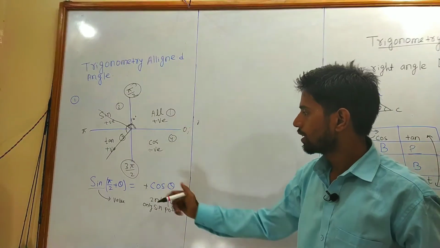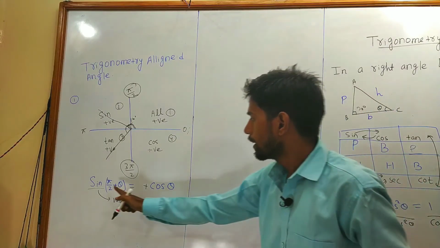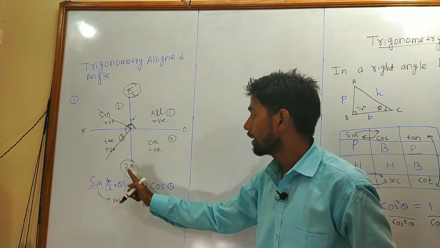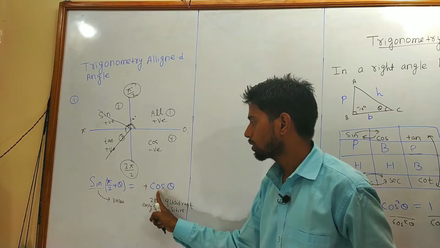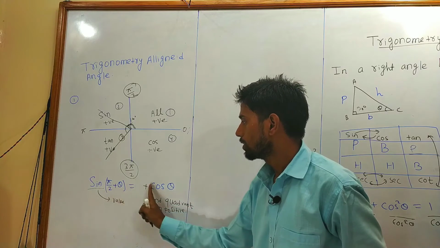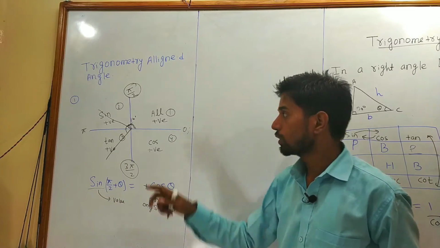You copy this again. I am telling you, in 90 degree and 270 degree the value will change. Sine value changes to cos, cos of 90 plus theta will change to sine. Okay, you copy this.